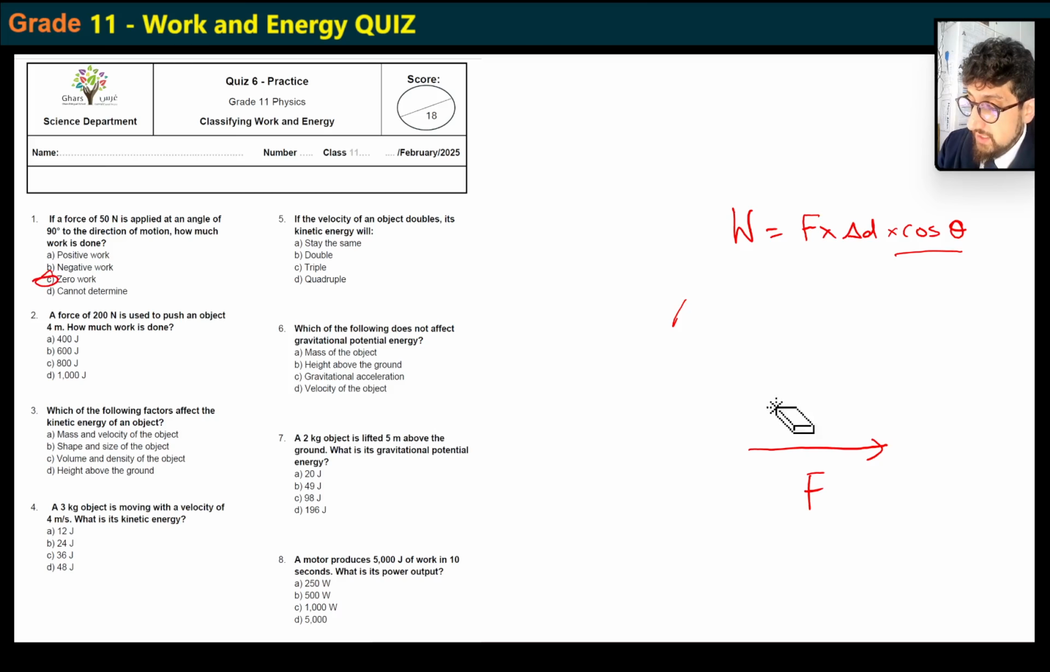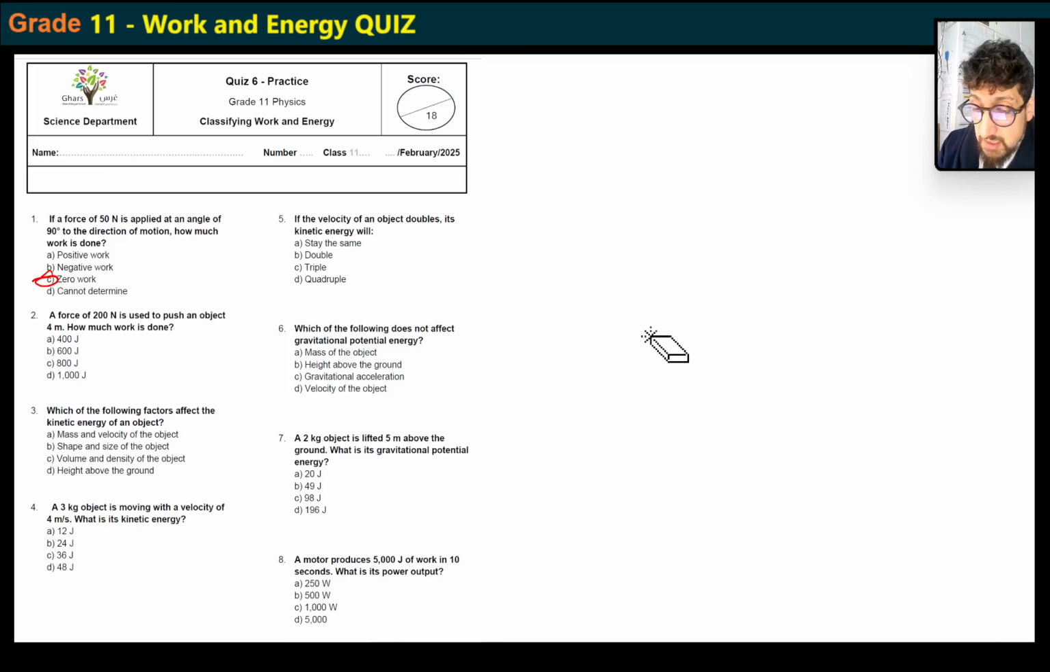Next question asks, a force of 200 newtons is used to push an object 4 meters. How much work is done? Well, that's easy. Work is equal to force times displacement, which is 200 times 4, or 800 joules.